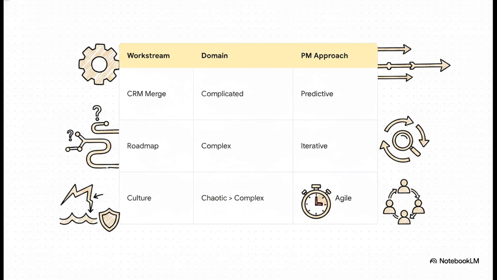Finally, the engineering culture. Merging human systems is inherently complex, but in those first 30 days post-acquisition, when key people might just up and quit, that is leaning heavily into chaotic. You need immediate command and control stabilization before you can even think about shifting into a complex, retrospective-driven Agile approach.